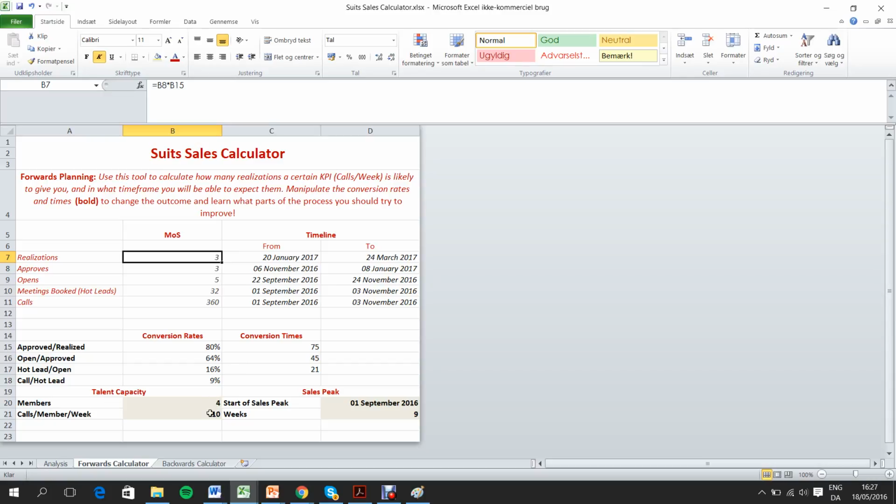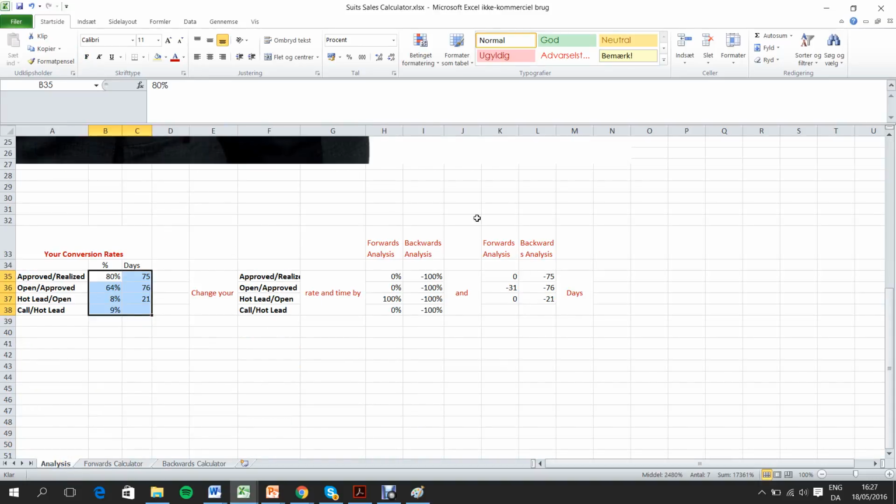Well, now you can maybe play around with, okay, what happens if you do 15 calls per member per week? Wow, end up with 4. But this will take some effort to actually convince people to do these 15 calls per member per week. But at least this is doable, right? This is something that can work. Okay, so what should I do to actually make that happen? Let's go back to the analysis, and it tells me, okay, I need to change your hot lead to open rate and time by 100%. So I need to double it.